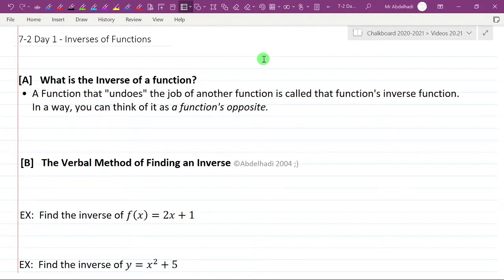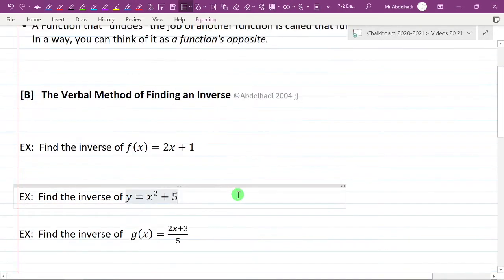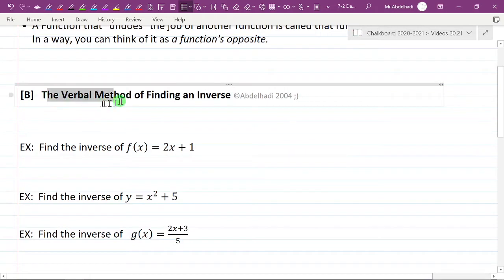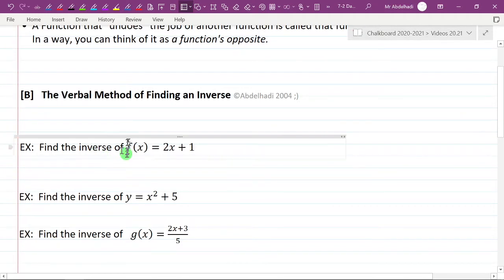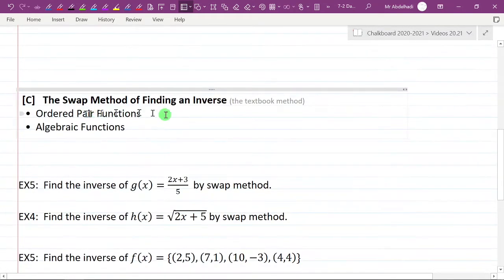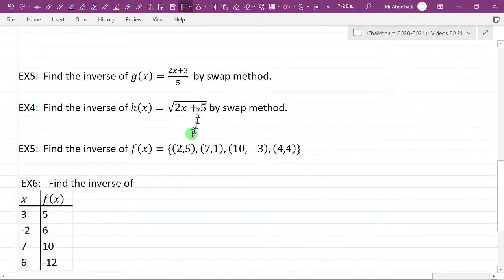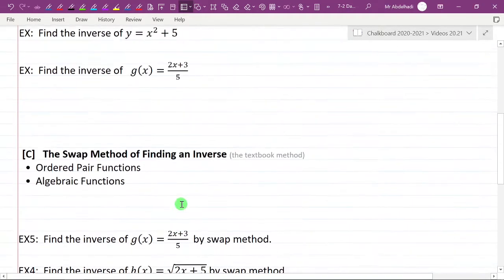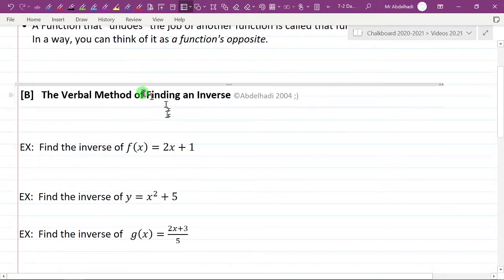So let's start off here by taking some functions and finding their inverses. Now, we're going to do this with two different methods. One method is called the verbal method, which I personally created. And I know you're thinking, why would you teach us something you created? Well, because it's actually very intuitive and helps you understand the process. After we get through the verbal method, which by the way, I will quiz you on, then we'll get into the textbook method, which I call the swap method, because it's less user-friendly, but it is something that you need to know. So let's do the verbal method first.